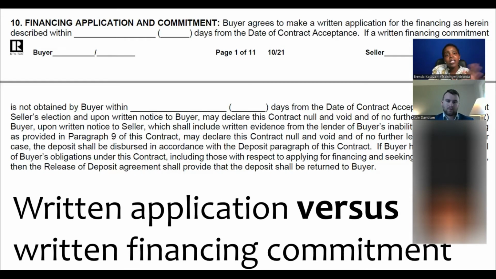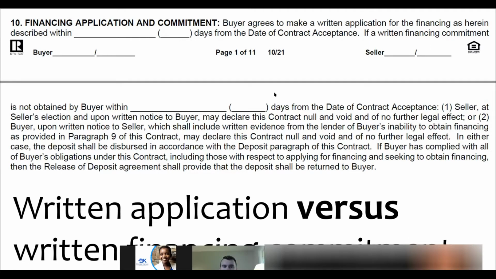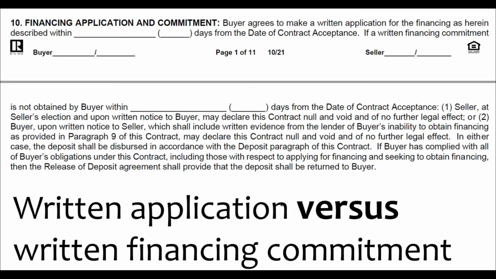You'll check off the box as applicable, and you'll have a conversation with the lender to know which type of loan it is, and you're probably looking at the pre-approval letter. So 10 is where we're filling out the financing part of it. The first box, if I summarize it for us, is going to talk about the written application.